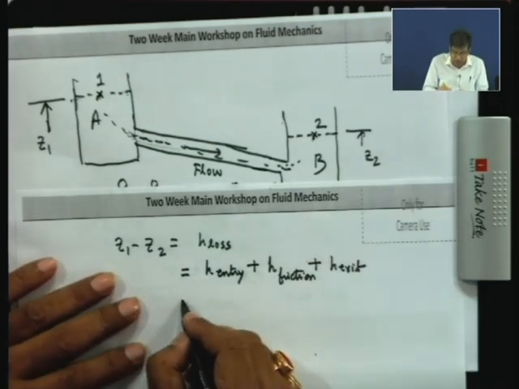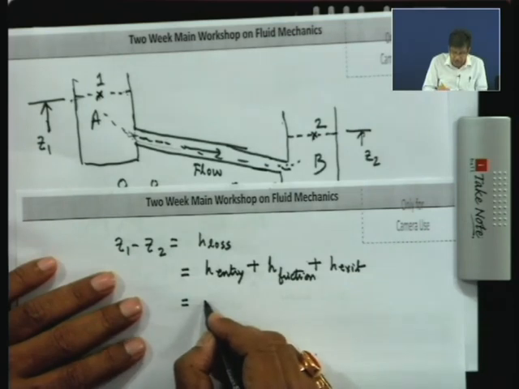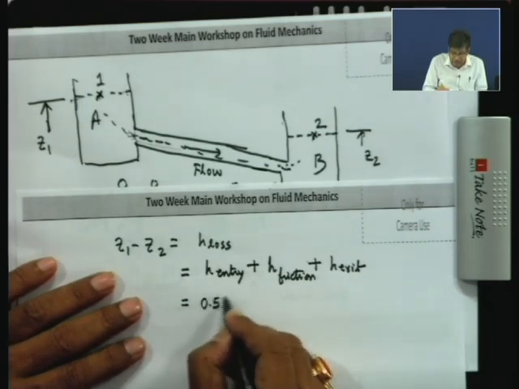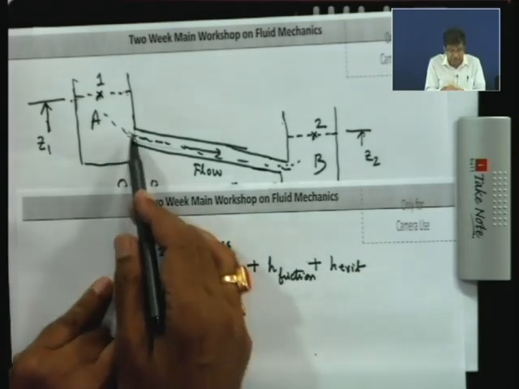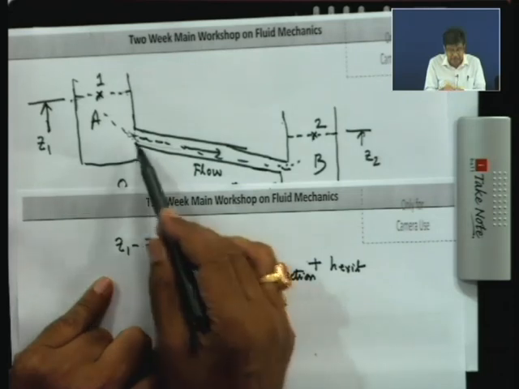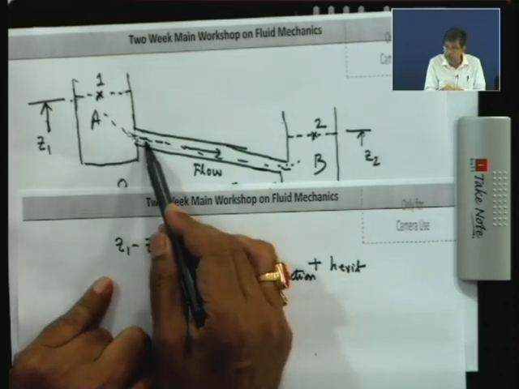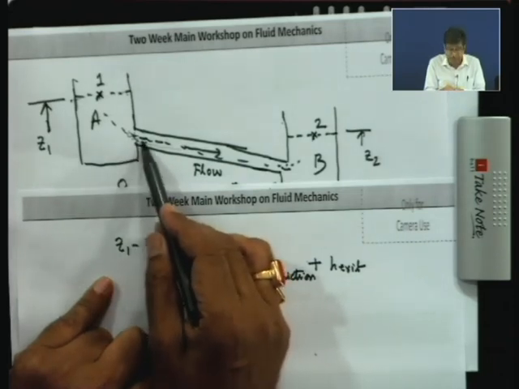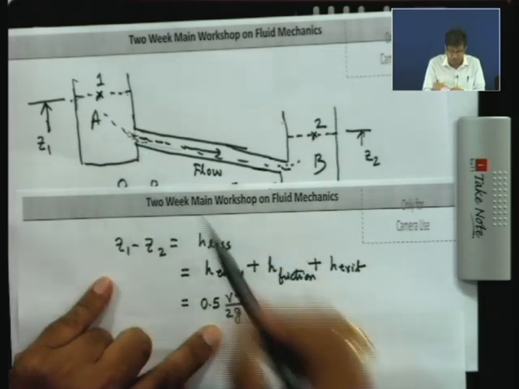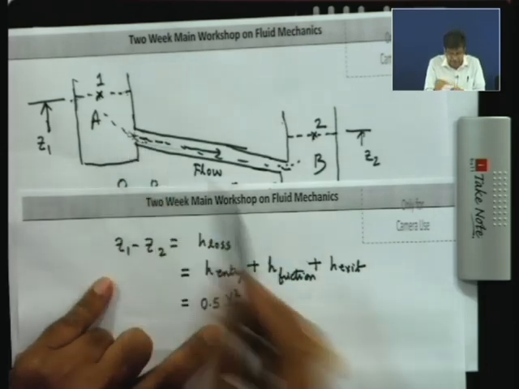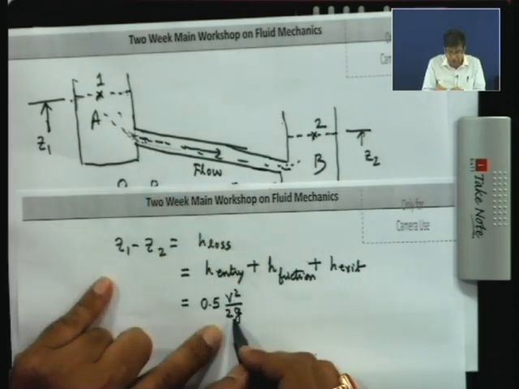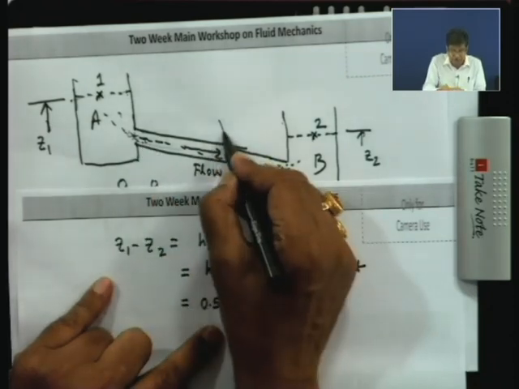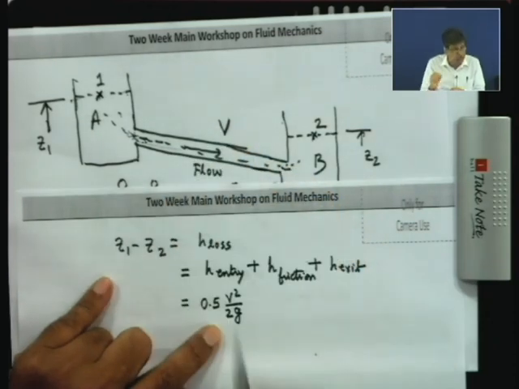First of all, you assume the entry loss equal to 0.5 times V square by 2G; this is expressed per unit weight, that is why I am writing V square by 2G. The exit loss is expressed as V square by 2G. That means there is a loss of mechanical energy manifested in terms of pressure loss because of this entry from the big tank to the small pipe, given by 0.5 V square by 2G, where V is the average flow velocity through this pipe.